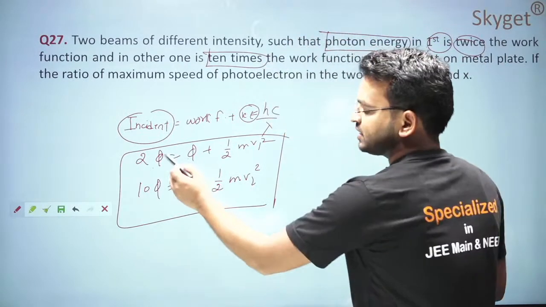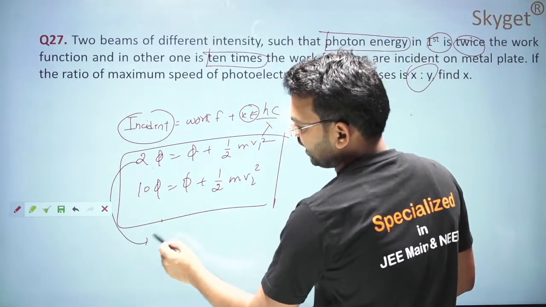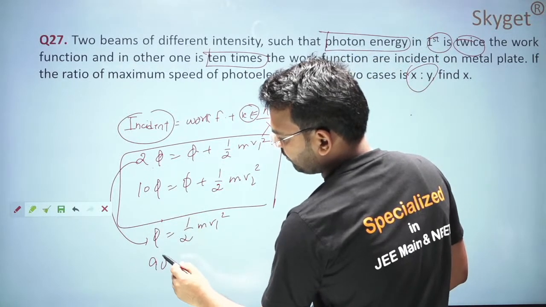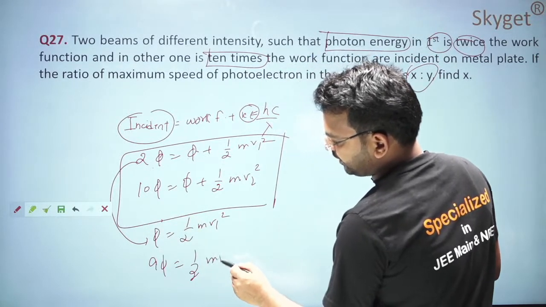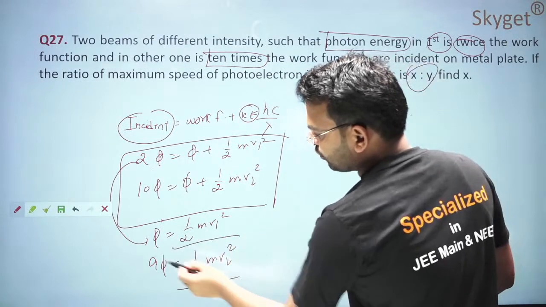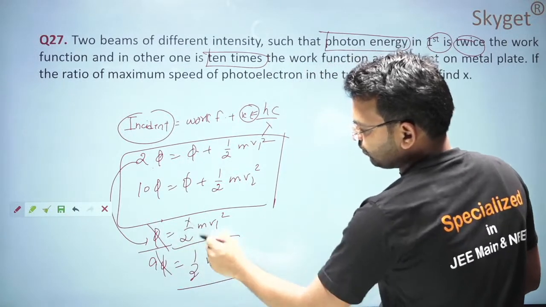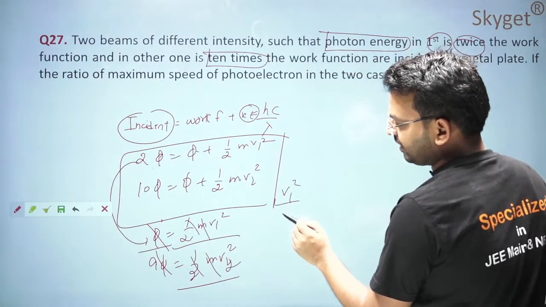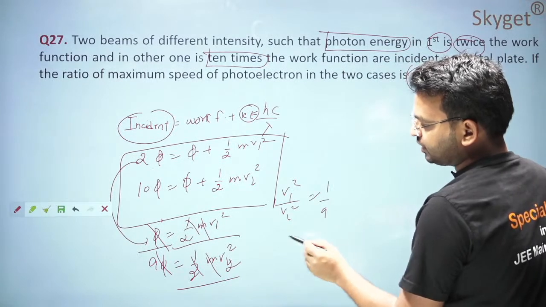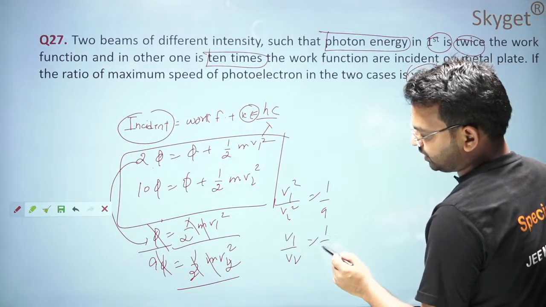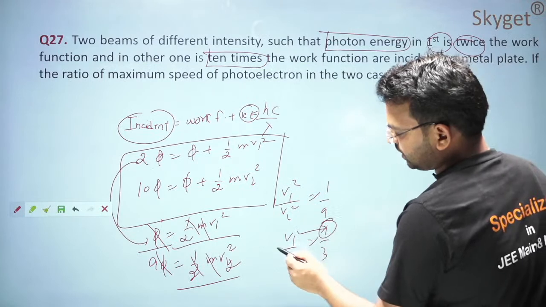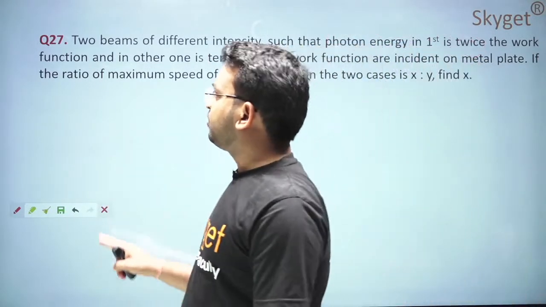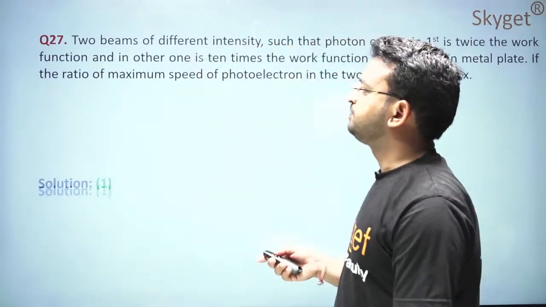So simple, you can say the first will become phi equal to half of m into v1 square. This will become 9 phi equal to half of m v2 square. Just divide these two values, phi cancels, 1 by 2 and m cancel. So v1 square divided by v2 square is 1 over 9. So v1 by v2 will be 1 over 3. They are asking that this is the value of x over y, so x has to be equal to 1. So simple calculation, use the logic, get your answer, simple.